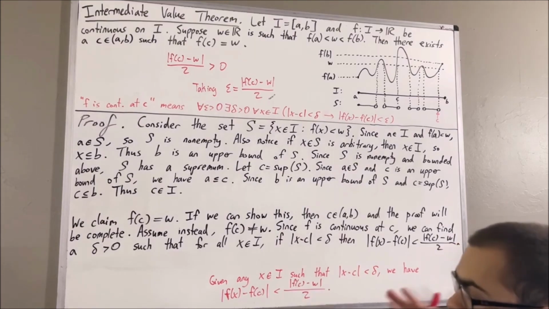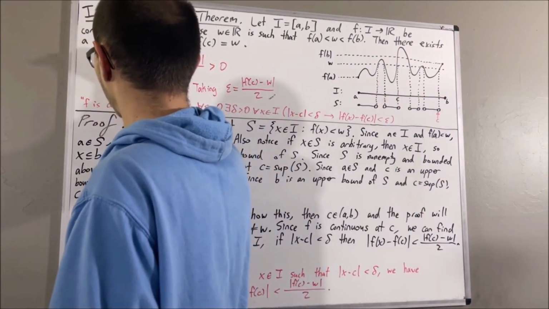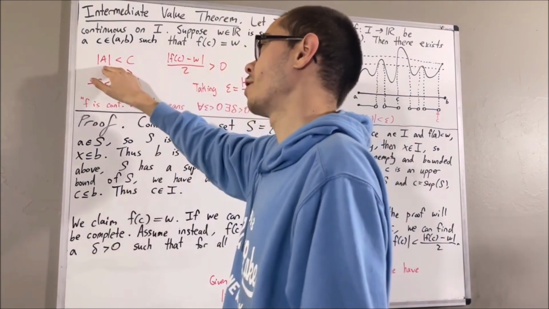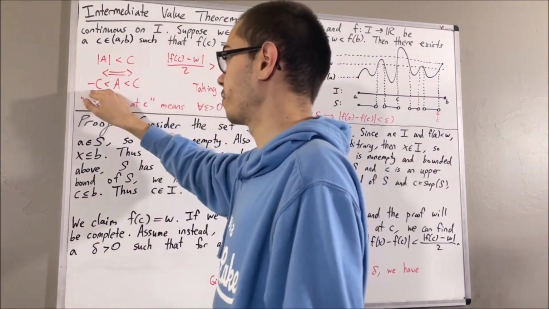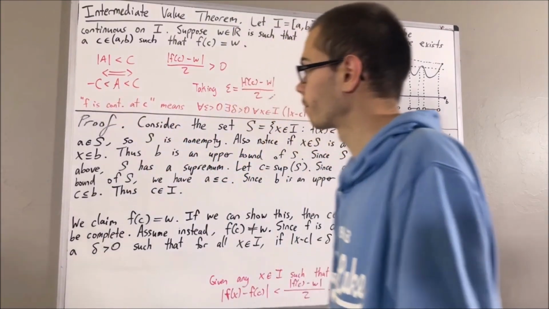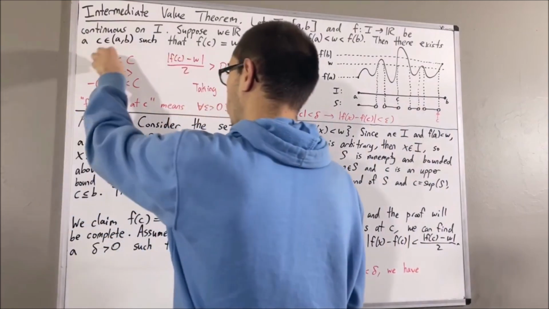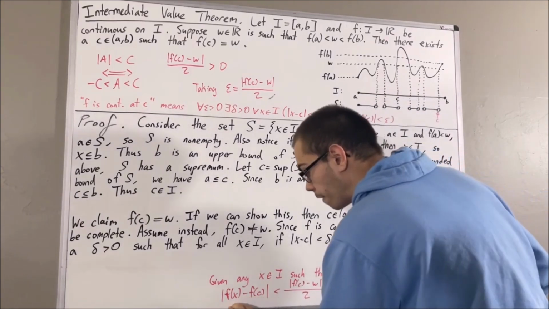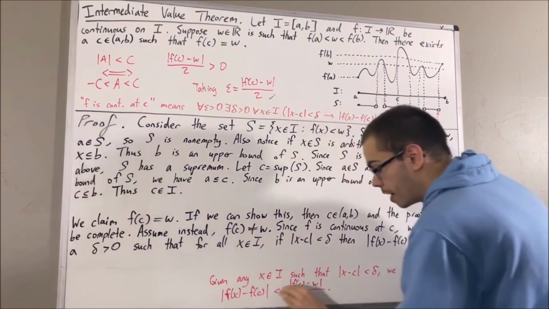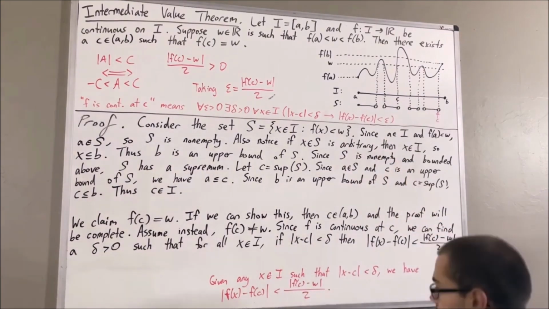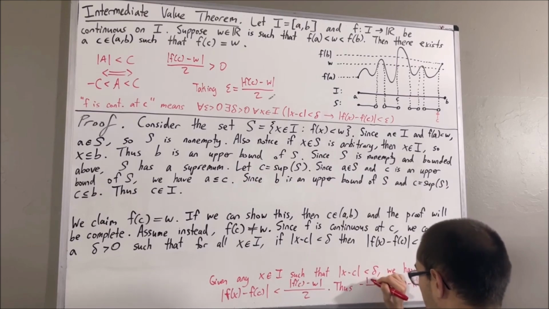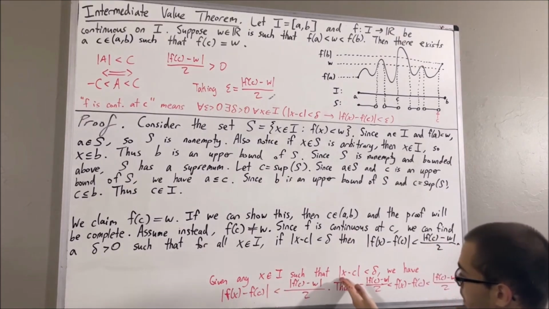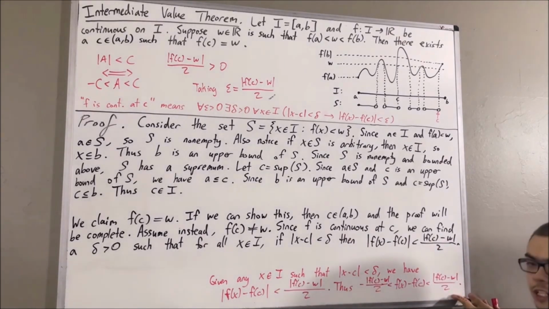If you recall, we have the following property regarding absolute values. Given any two real numbers a and c, to say that the absolute value of a is less than c is equivalent to saying that negative c is less than a is less than c. So if we apply this rule to what we're doing right here, this is equivalent to saying f of x minus f of c lies between the negative of this and the positive of this. So for any element x in I such that the absolute value of x minus c is less than delta, we have that this is true.